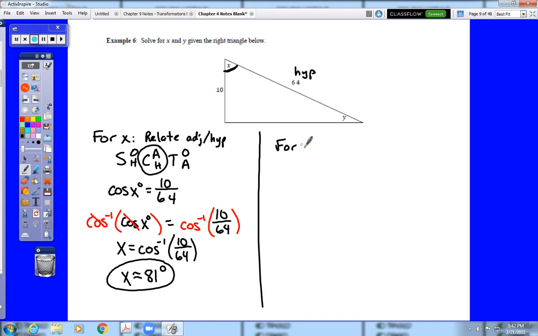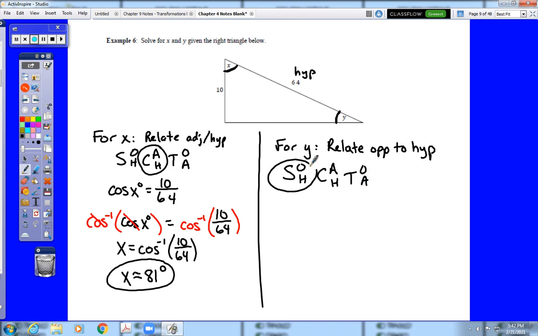For y, we would have to relate opposite to hypotenuse, because for angle y, 10 is the opposite, 64 is the hypotenuse. So again, we just ask ourselves which of our three trig functions, sine, cosine, or tangent, relates opposite to hypotenuse. The answer is sine. So the sine of y degrees equals opposite over hypotenuse. So we need to take the inverse sine of each side.